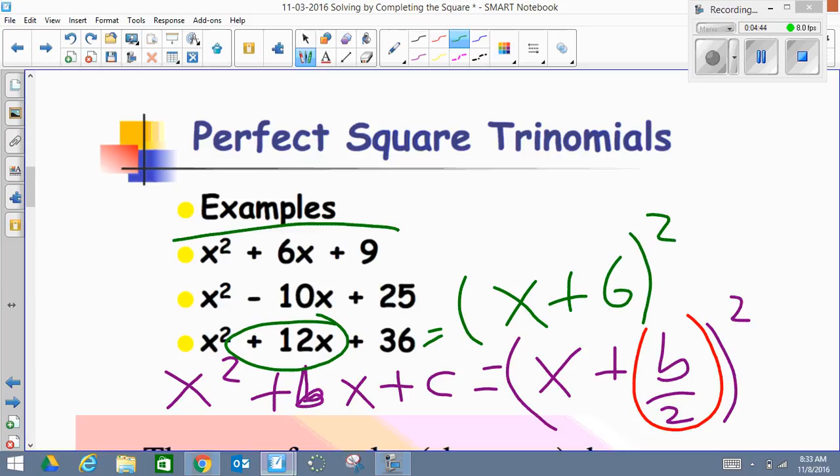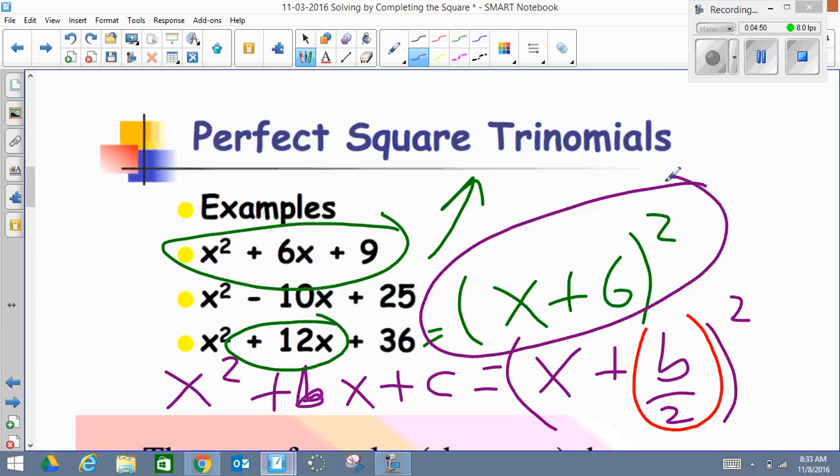Again, the trinomial is called a perfect square trinomial. The answer is called a square of a binomial. Square of a binomial, all right? Those terms.